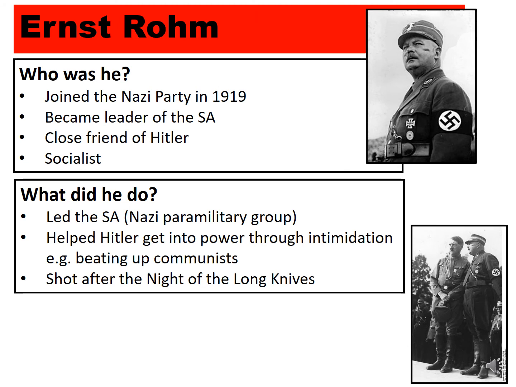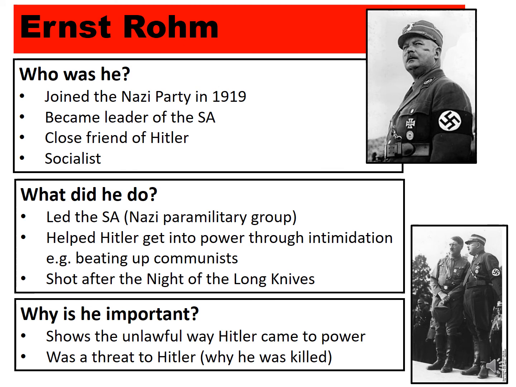However, he became too big a threat to Hitler once Hitler got into power in 1933. So in 1934, he was arrested at the Night of the Long Knives and then shot in his jail cell the next day, which shows that Hitler could turn even on his closest friends. He's important because he shows the unlawful way that Hitler came to power. Hitler murdered people who hadn't done anything wrong, in Hitler's opinion.